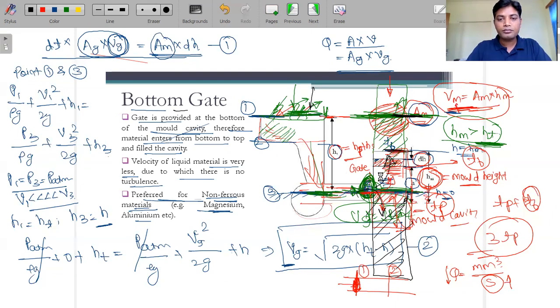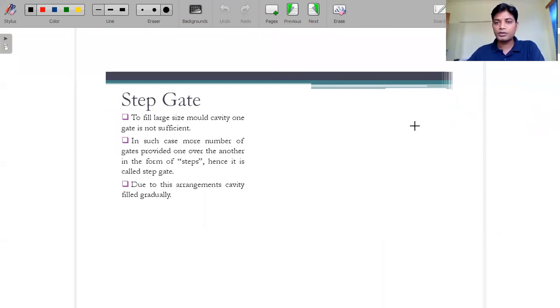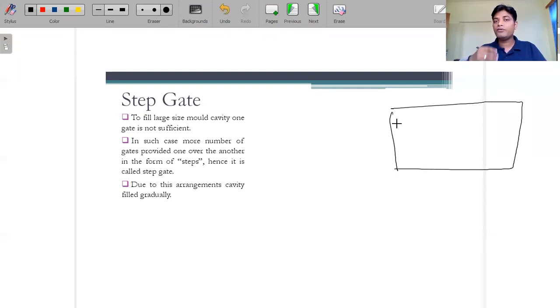Now if this cross sectional area is small, then we can use a parting gate, bottom gate, or top gate, that depends. But if this cross sectional area is increasing, very large enough, then what we can do is we have to use multiple gates. Multiple gates means simply a combination of the top and bottom gate.